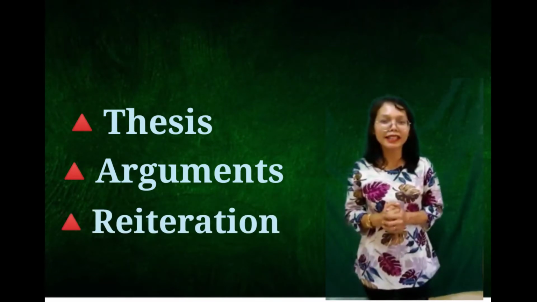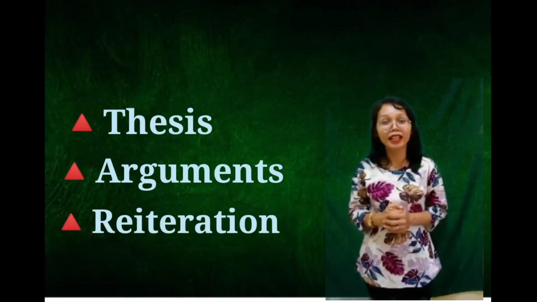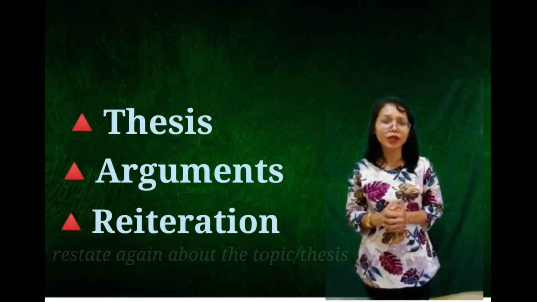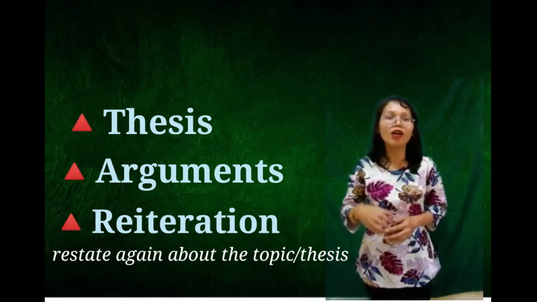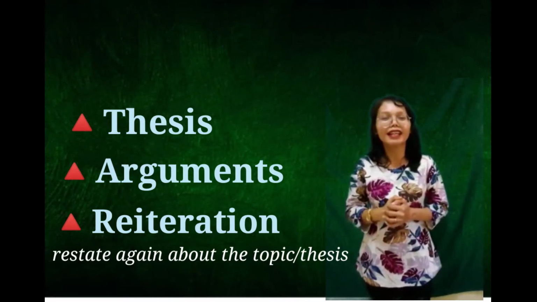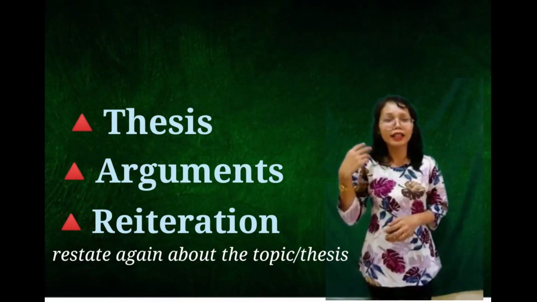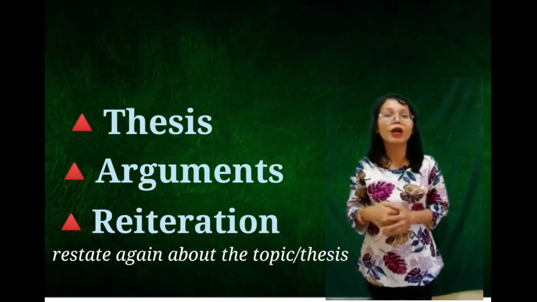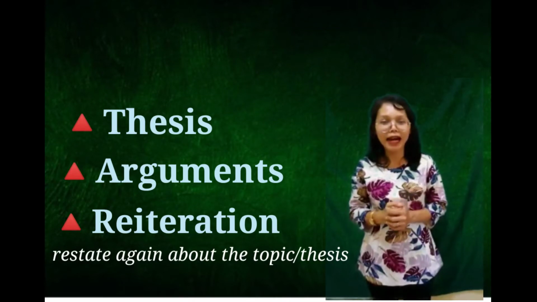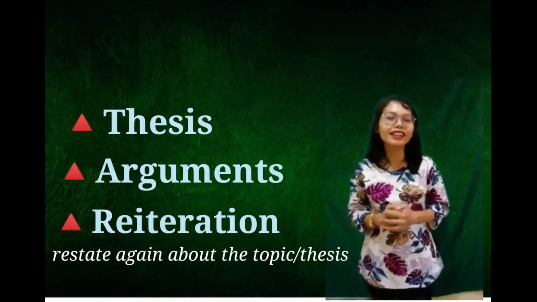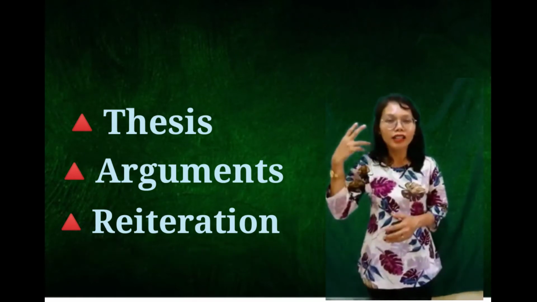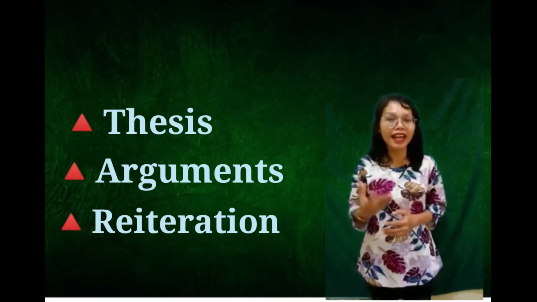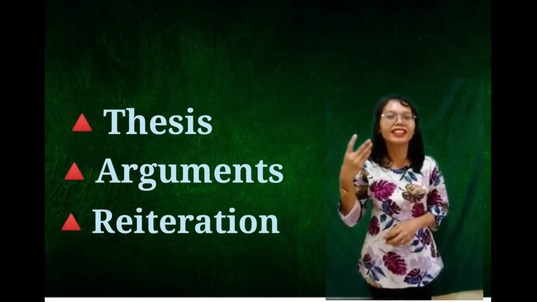The third one is reiteration or conclusion. In this part, reiteration means that the writer restates the thesis, restates her decision or her perspective about the topic. It means that the reiteration is almost the same as the thesis, but the difference is that in the reiteration, the writers give the conclusion, her strong decision about the topic, that the topic really needs to get attention.